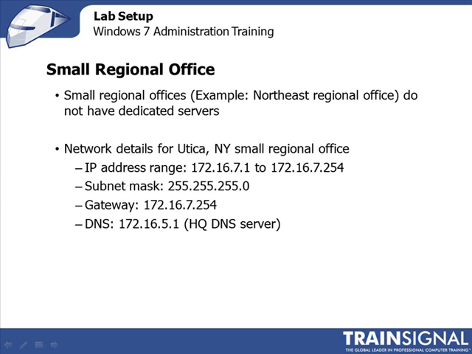172.16.7.254. Since small regional offices don't have their own servers, they rely on the headquarters DNS server to be able to do DNS lookups to get out to the internet. As such, the DNS server for the Utica, New York office is 172.16.5.1.